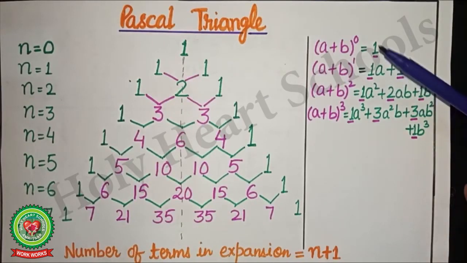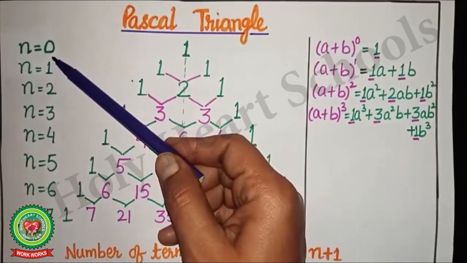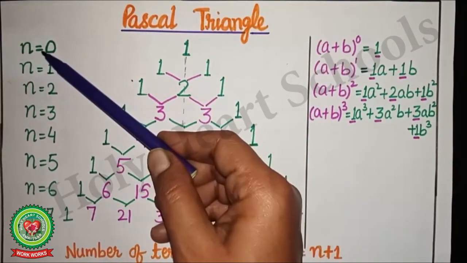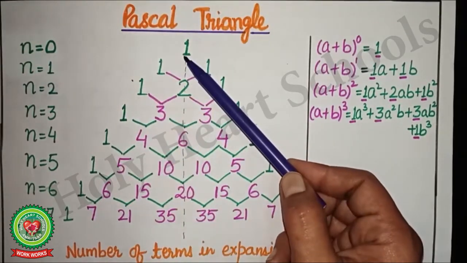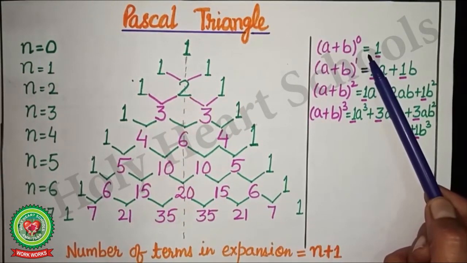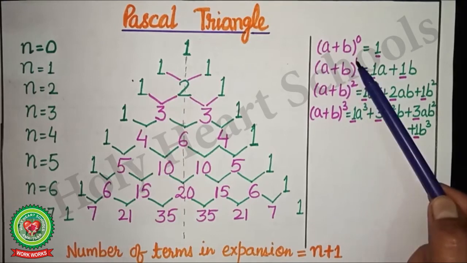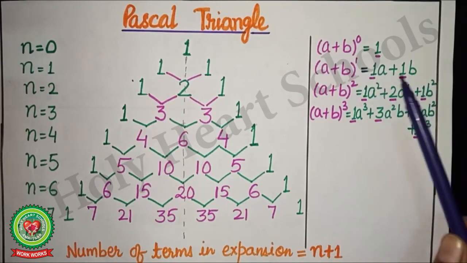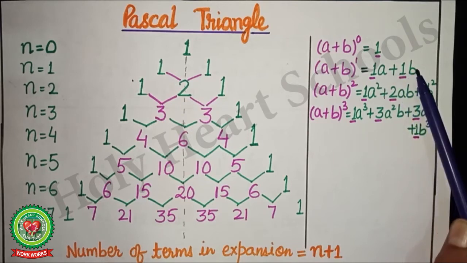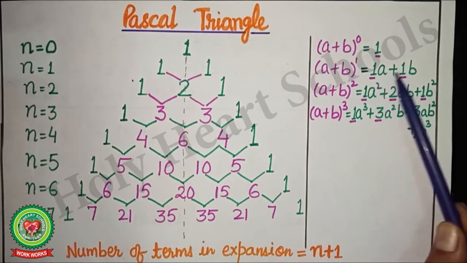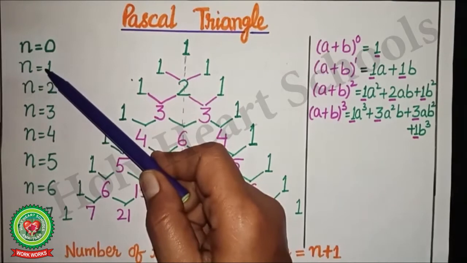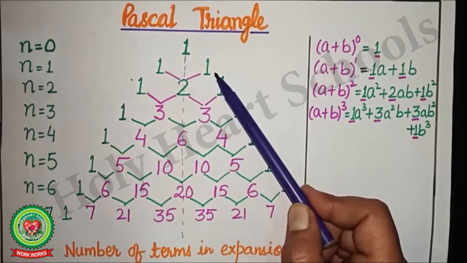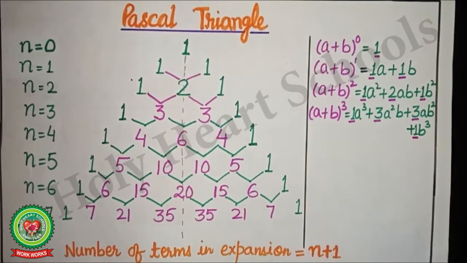Now, as you already know, any number raised to power 0 is always equal to 1. So in Pascal triangle, we will start with n equal to 0. So for n equal to 0, we are having only 1 like this. Second, when (a + b) raised to power 1, we are getting the answer a plus b. So here coefficients are 1 and 1. So for n equal to 1, we will write 1 and 1 on one side.